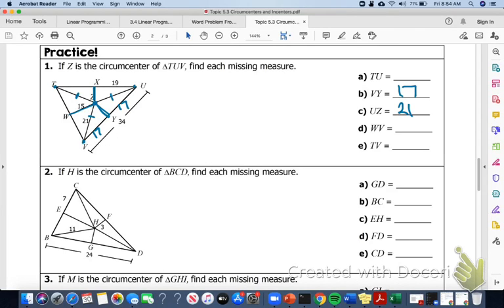Alright. And then we are given XU is 19, so TX is also 19. But we want to find TU. TU is going to be 38 because it's just 19 plus 19. And then I want to find WV, which I'm going to wait on for a second, and TV. So TV, okay, so I do need to find WV to find TV.